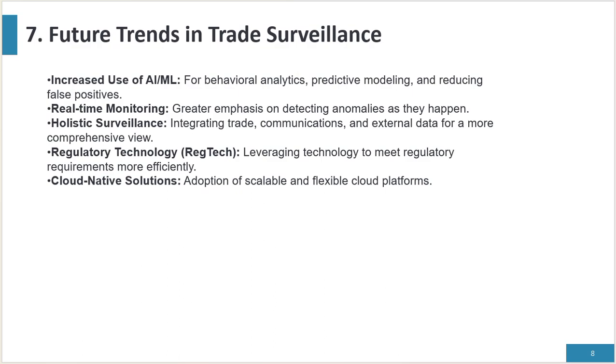Then real-time monitoring: the emphasis is on detecting anomalies as they happen, alongside past transaction monitoring. Holistic surveillance: integrating trade communications and internal data for a more comprehensive review. Regulatory technologies, which we also call RegTech: leveraging technology to meet regulators' requirements more effectively. Cloud-native solutions: adopting scalable and flexible cloud platforms, with huge use of platform as a service. So that's the importance for the trade surveillance team.